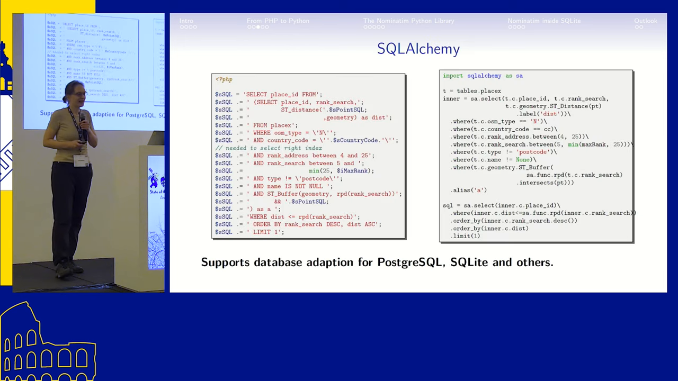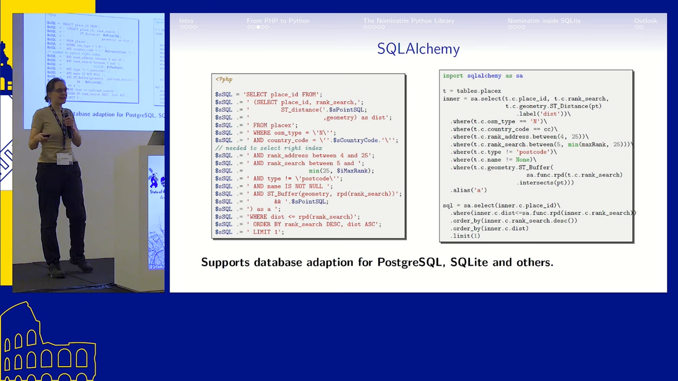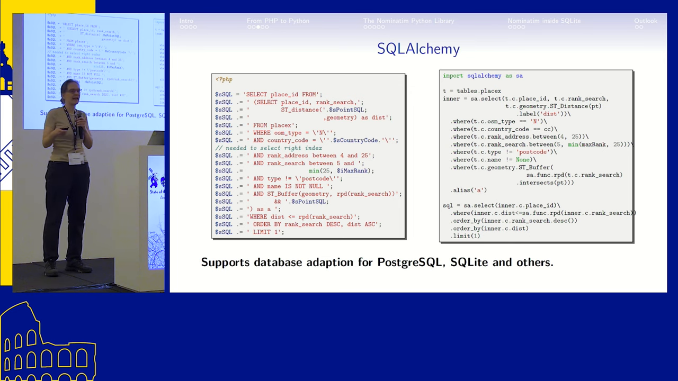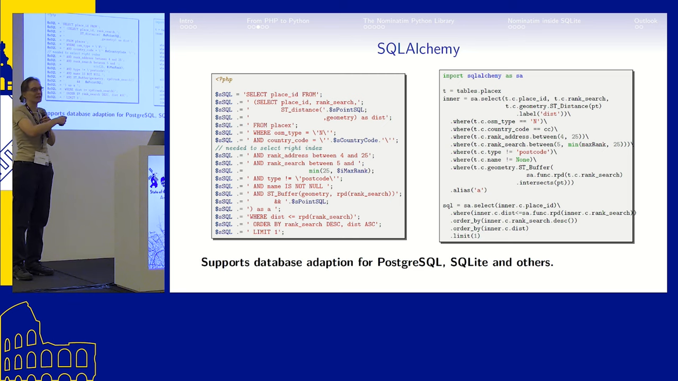We'll look at this. So just an example for language and to give you an idea how Nominatim looked before and after. So as I said, the front end is mainly SQL queries, long SQL queries, which just execute the search. And you see on the left side, this is what it looked like in PHP, lots of string concatenation. It's super fast, but really hard to maintain.